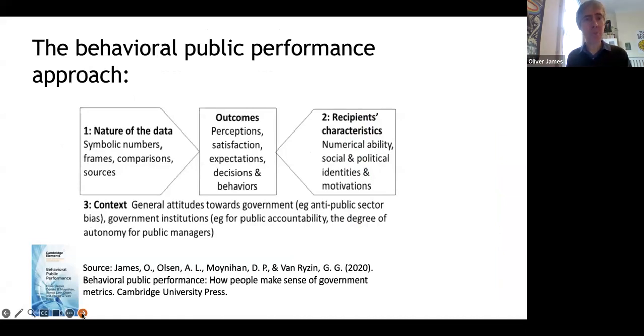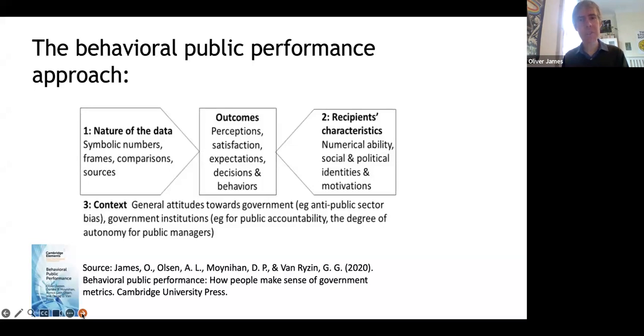We know that, for example, if you have comparative data, that's very powerful for people because they can compare over time, or particularly with relevant peers, and that can be very useful to people. But there is this whole range of biases and so on that affect the nature of the data, and of course, difficulty of comprehending it.